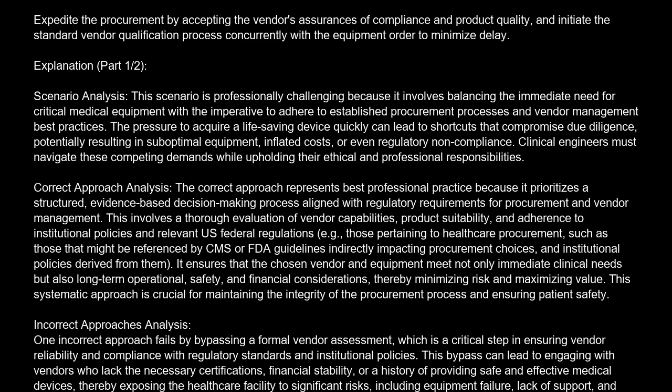Federal regulations, e.g., those pertaining to healthcare procurement, such as those that might be referenced by CMS or FDA guidelines, indirectly impacting procurement choices, and institutional policies derived from them. It ensures that the chosen vendor and equipment meet not only immediate clinical needs, but also long-term operational, safety, and financial considerations, thereby minimizing risk and maximizing value. This systematic approach is crucial for maintaining the integrity of the procurement process and ensuring patient safety.